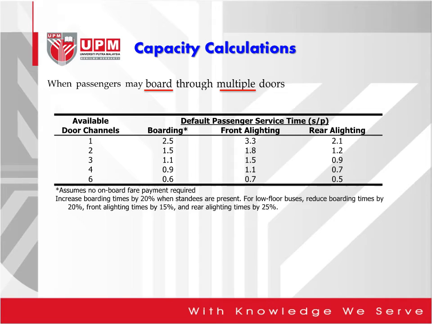But if the bus has multiple doors, what we discussed in the previous slide is only for buses with a single door. If we have a bus with multiple doors, 2, 3, 4, but usually it's 2 or sometimes 3, then we have different suggested times for boarding and alighting. Boarding, yeah, we have 2.5. Of course, if you only have one door, boarding takes a longer time, 2.5. But for alighting, it depends on front alighting or rear alighting. If we allow them to alight through the rear door, then the time taken will be the shortest.